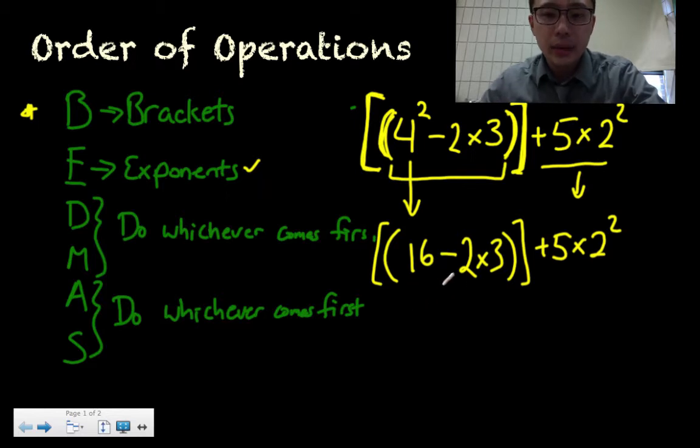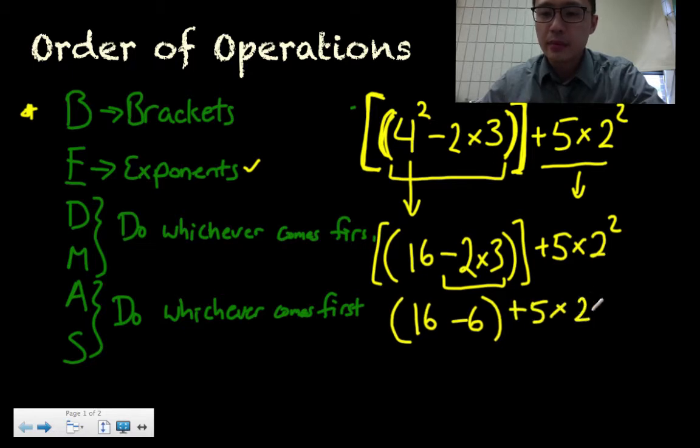Do the stuff inside the bracket again because I'm going to go through this list again. So inside this bracket, do I have exponents? No. Do I have multiplication? Yes. So I'm going to do this. So this is a negative 2 times 3, which is negative 6. 16 minus 6 plus 5 times 2 squared. So I'm just going to draw this so you don't get confused. You still have a bracket, so I'm going to finish this off. So inside here is 10.